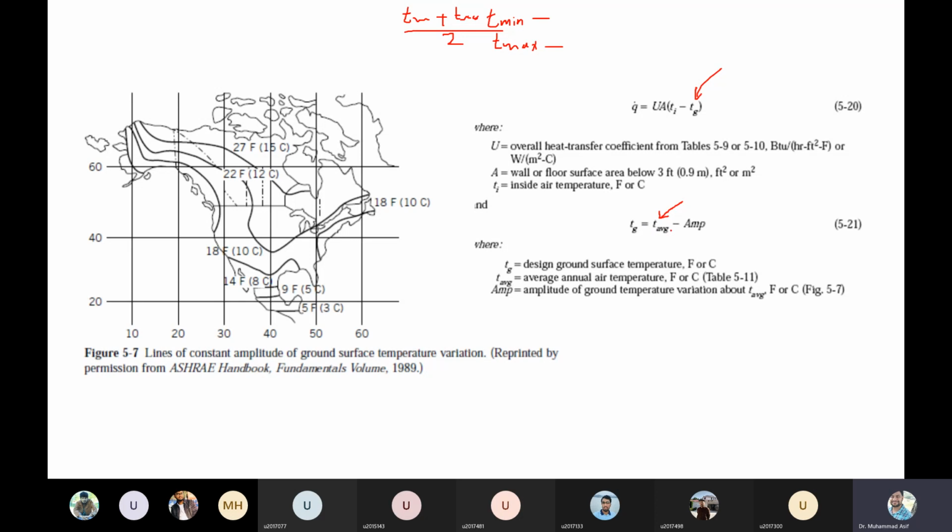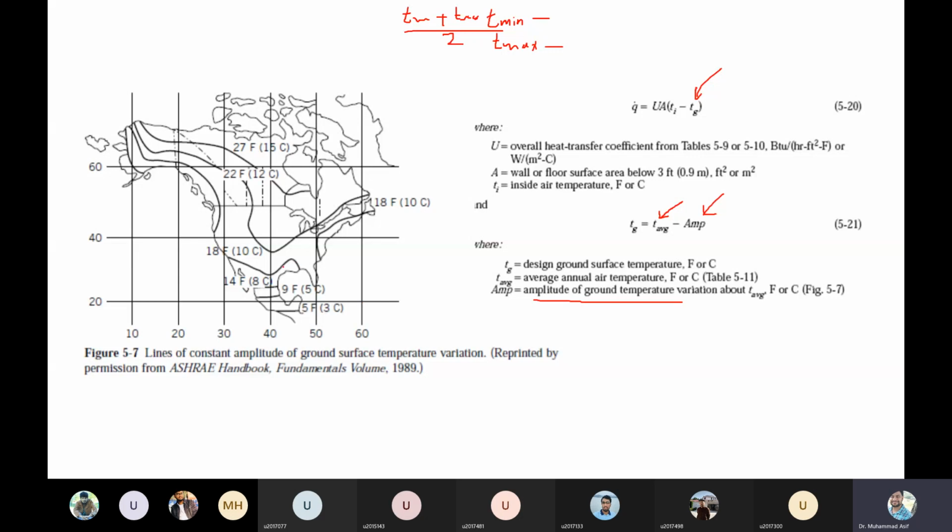So you need to know the average annual temperature for that particular location, minus the amplitude of ground temperature, which is again location dependent. So we have the lines of constant amplitude. Along that line the temperature remains constant. That's called the lines of constant amplitude of ground surface temperature variation.